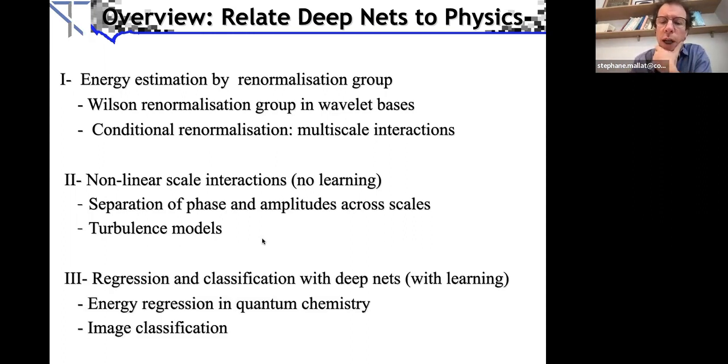And in the third part, I'll show the relation between regression and classification problems in deep networks. One application will again be for physics, to do energy regression in quantum chemistry, but also look at standard image classification problems, because it's very interesting to see the correspondence between the two.